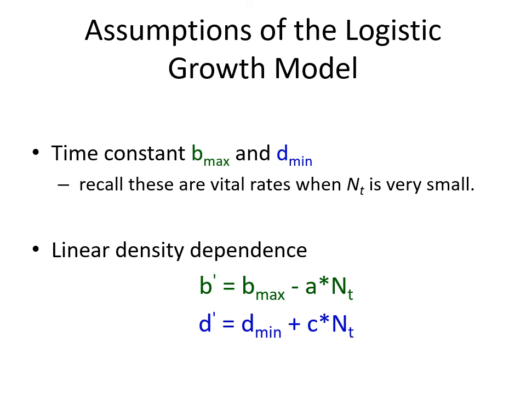And though we start out with maximum birth rate and minimum death rate when the population is very small, we are assuming this very simple linear density dependence. So as the population size increases, for every individual added to that population, there's an incremental decrease in the birth rates. And for every individual added to the population, there's an incremental increase in the death rates. And that all the way along, that's just a nice linear relationship.